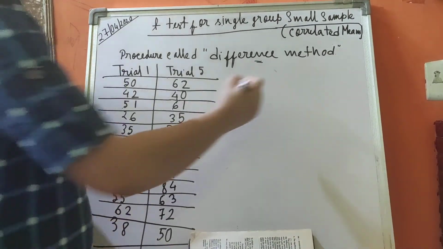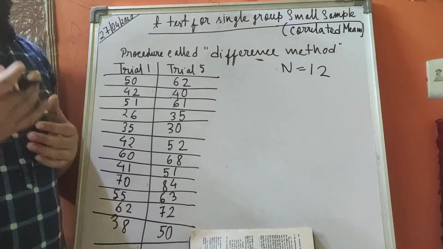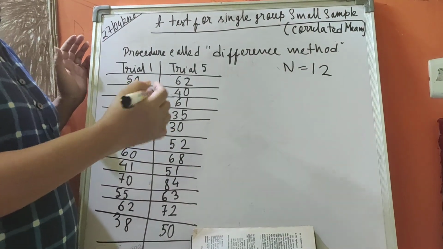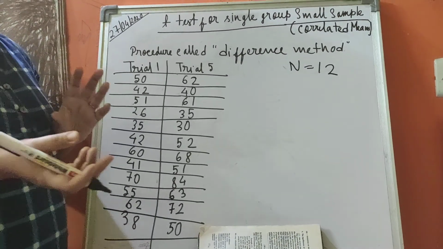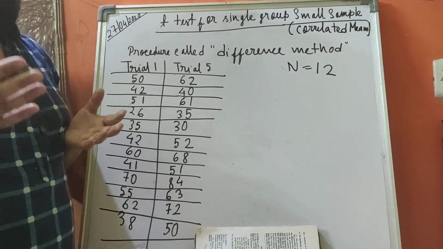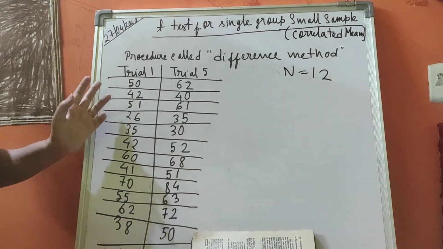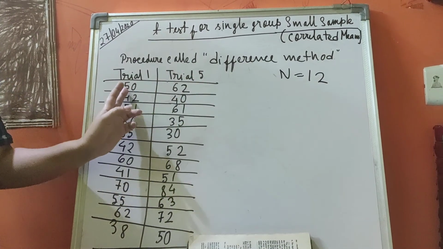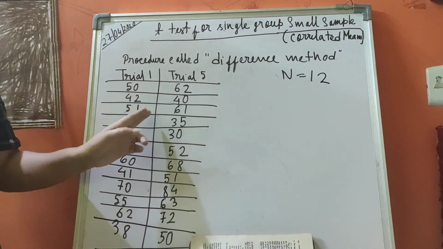Example is like there are 12 subjects, n equal to 12, and they are given a test. On that test many trials are taken, and their scores are obtained. So we want to see whether some significant differences are coming with the trials or not. For example, we have taken the score of trial 1 and score of trial 5. Now you can see that there is a difference in the scores from trial 1 to trial 5. Sometimes it decreases, sometimes it increases.